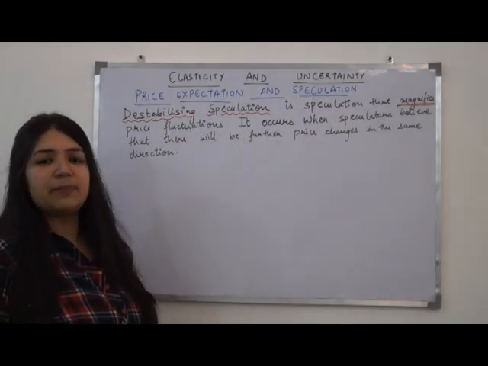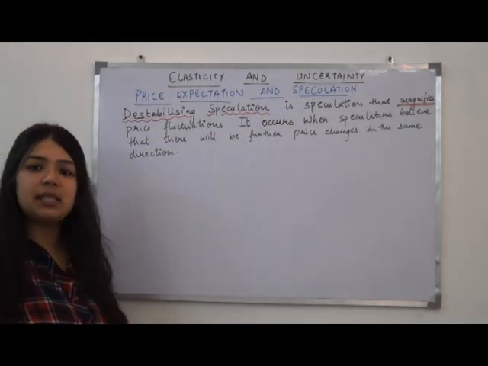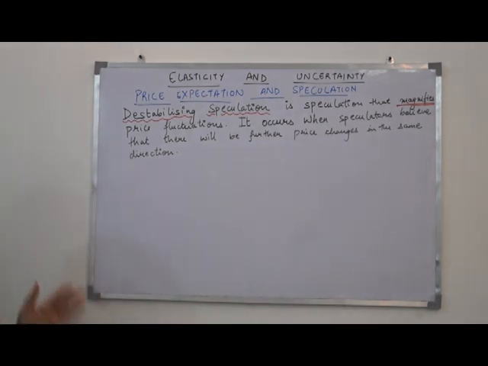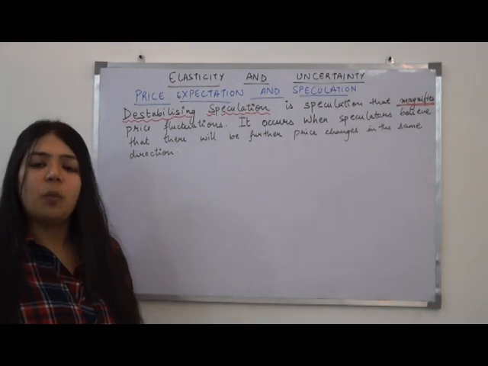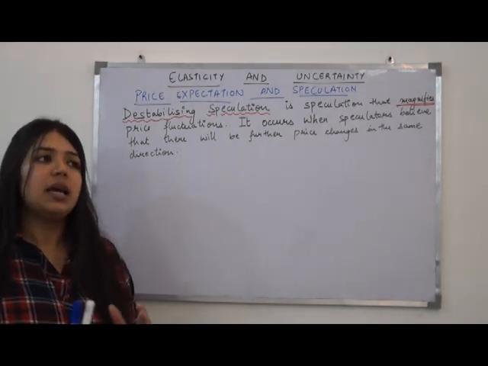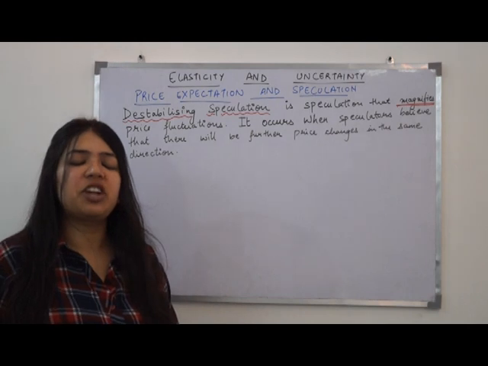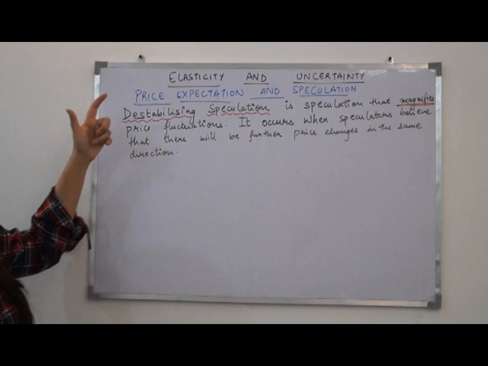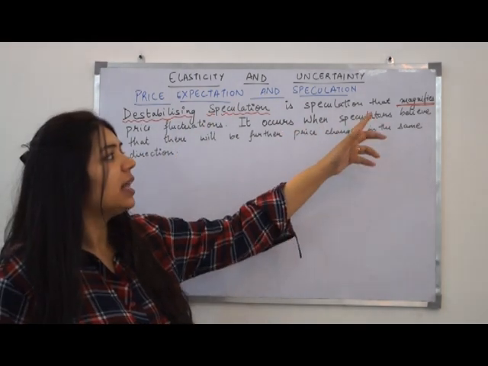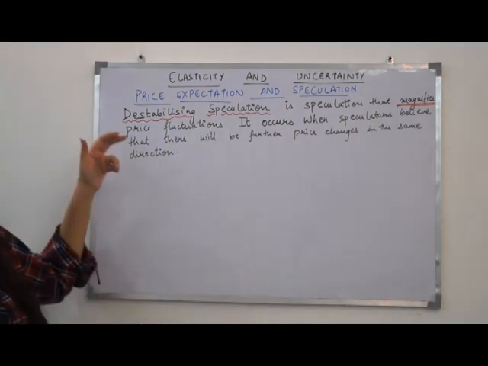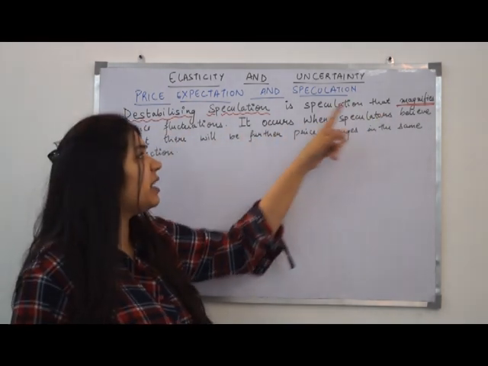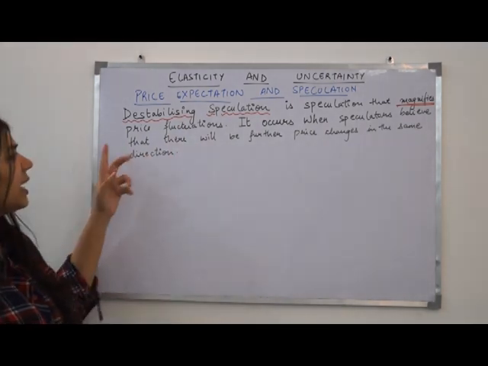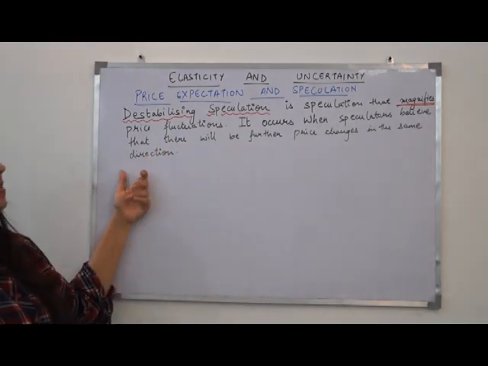Now we have seen speculation, we have seen stabilizing speculation. Now let's see what destabilizing speculation means. It is nothing but the complete opposite of stabilizing speculation. In stabilizing speculation, we were trying to reduce the price fluctuations. However, destabilizing speculation is speculation where there is increasing price fluctuation. That is, it magnifies the price fluctuations. It occurs when speculators believe that there will be further price changes in the same direction.